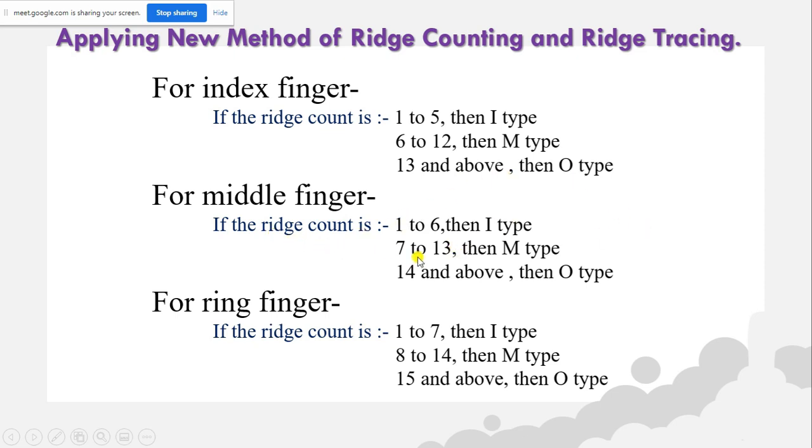For the middle finger, the same changes. For I it is from 1 to 6, for M it goes from 7 to 13, and for O it goes from 14 and above. For the ring finger, the ridge count is 1 to 7 for inner, for middle it is 8 to 14, and for outer it is 15 and above.